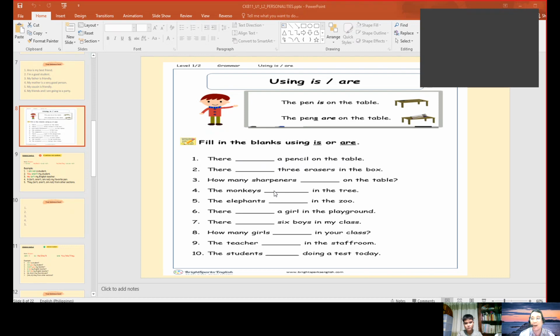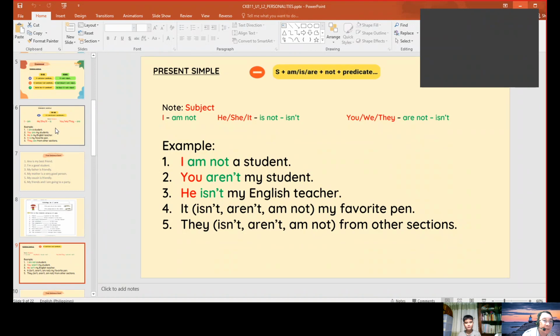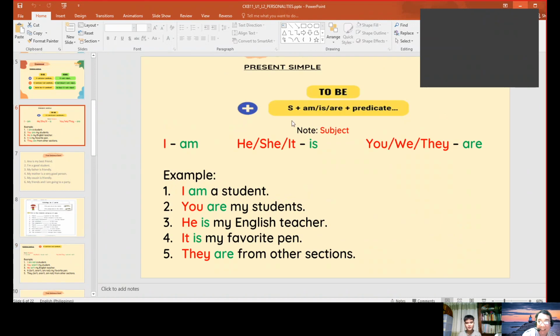Your answers actually are all correct because I already checked that, okay? And congratulations for that. So I guess you do understand already our lesson about the use of the present simple tense when it comes to the positive to be. So what is the structure? It's subject plus am, is, are, plus a predicate. Okay, so do you have any questions for this before moving on? No questions at all.